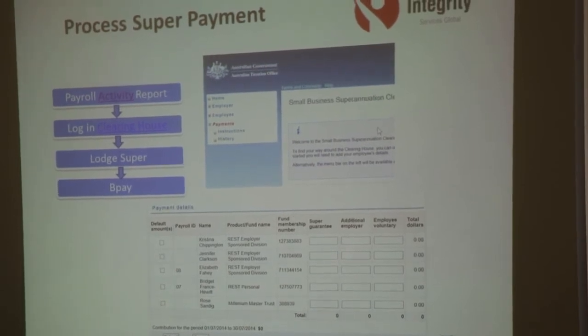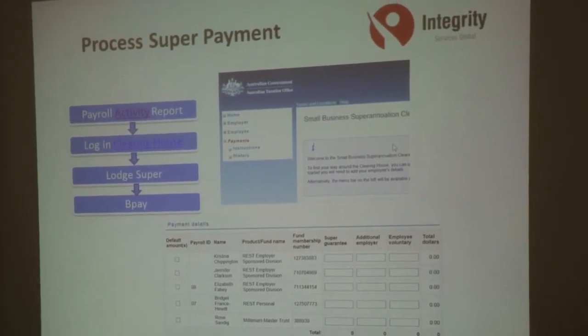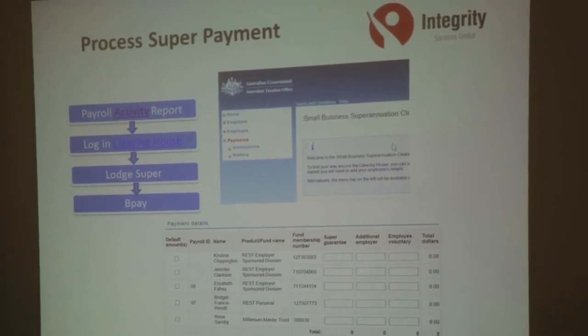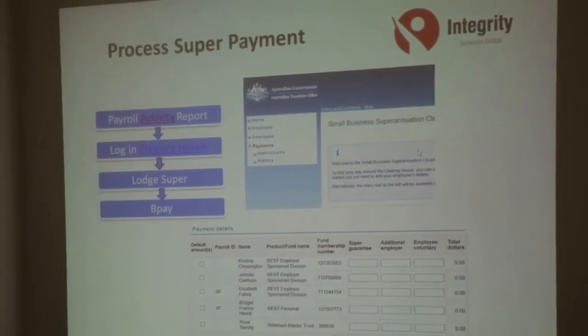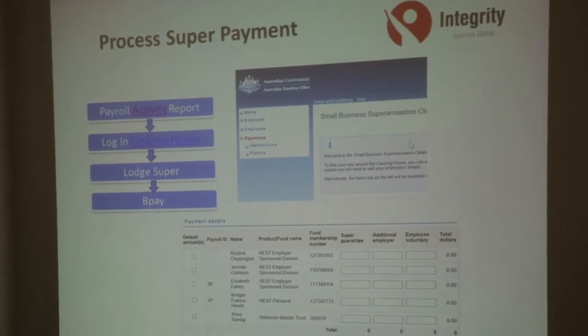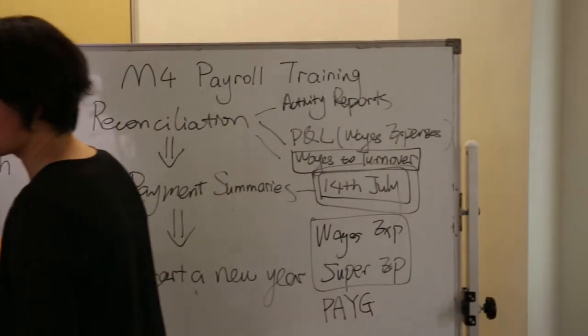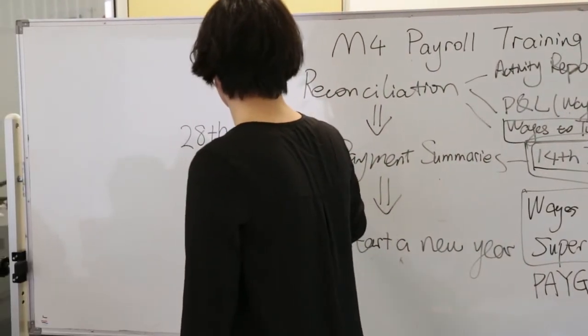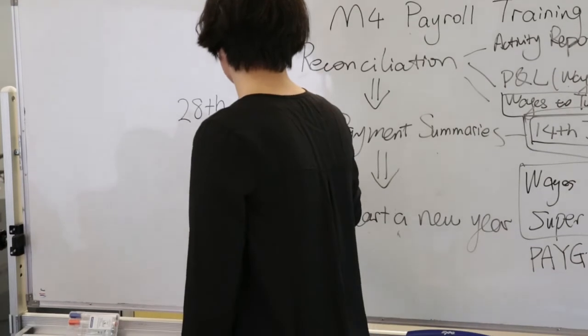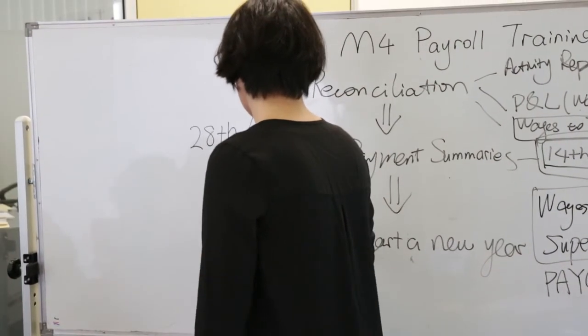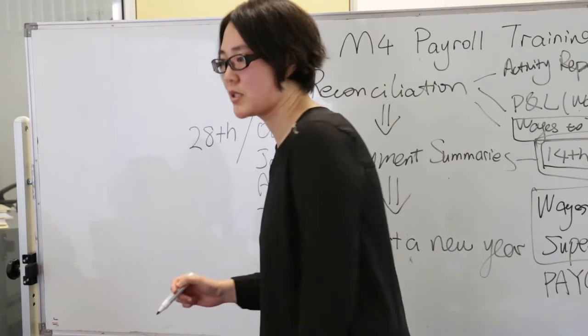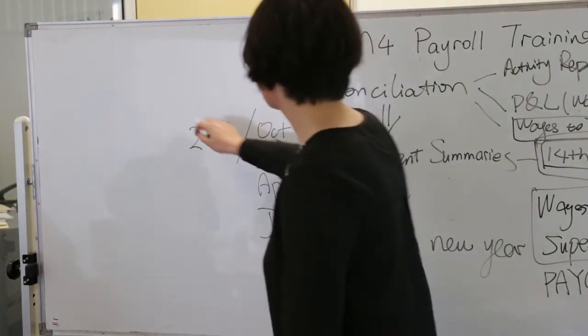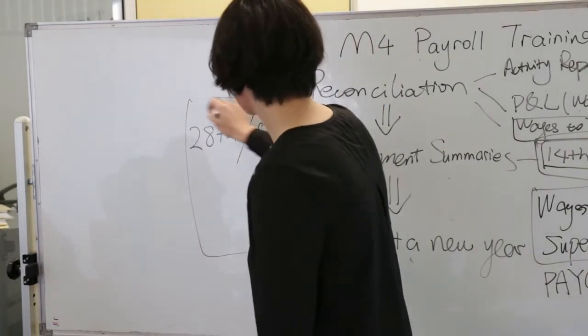Any questions? Key dates for super? The date is the 28th. Because we do it quarterly, it's the 28th of October, January, April, and July. Every company we take care of has quarterly super. So that's the due date.